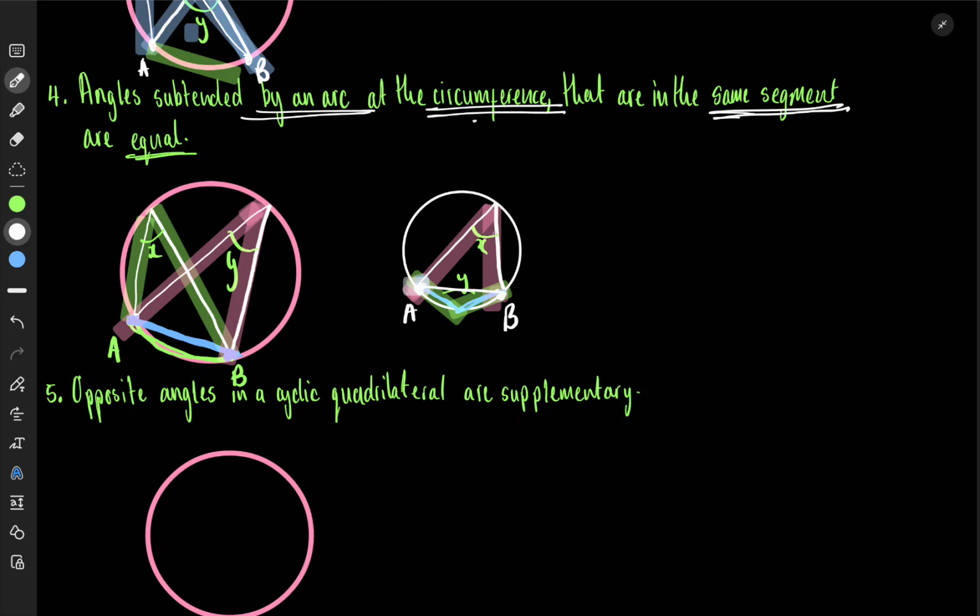And we can see that angle X is on top of the chord, which is in the major segment, the bigger one. And angle Y is in the minor segment. So they're in different segments, so that means it doesn't work. They have to be in the same segment.